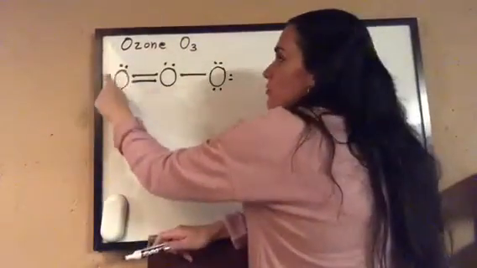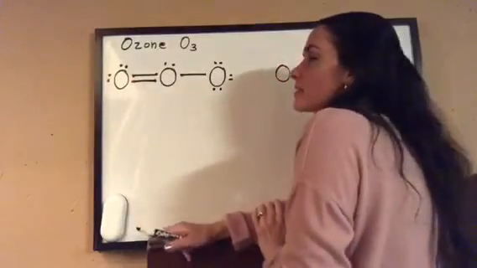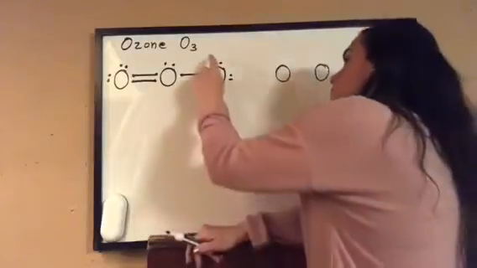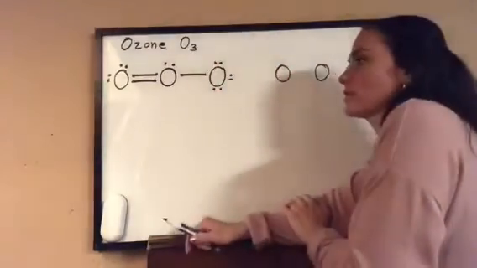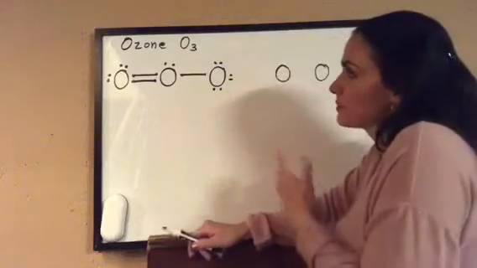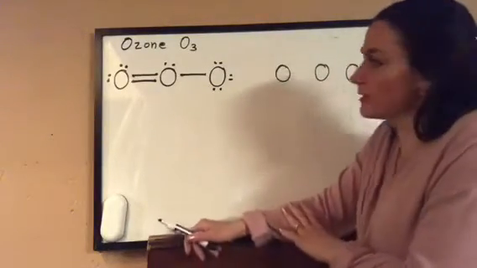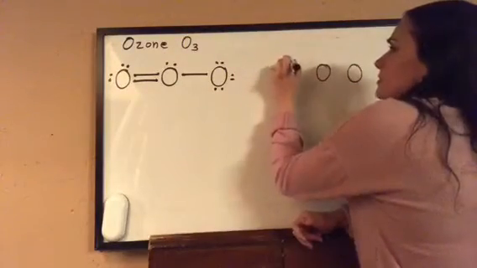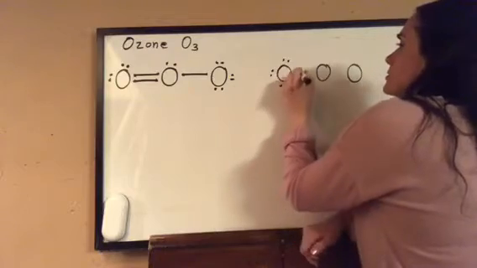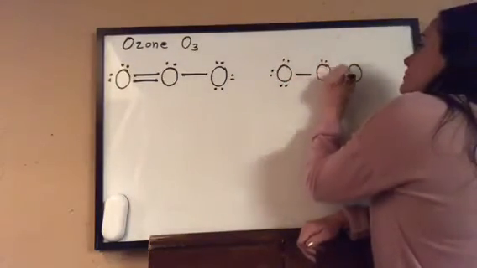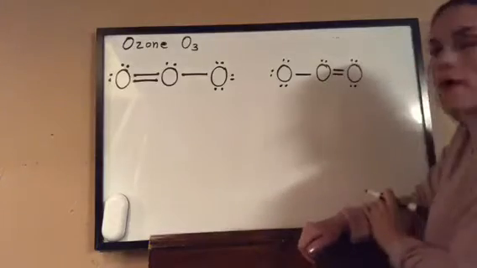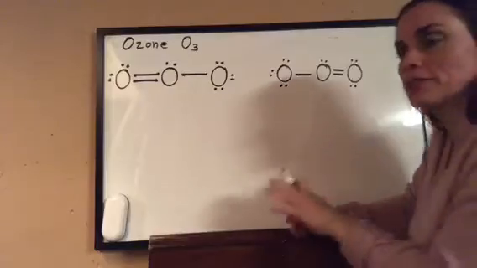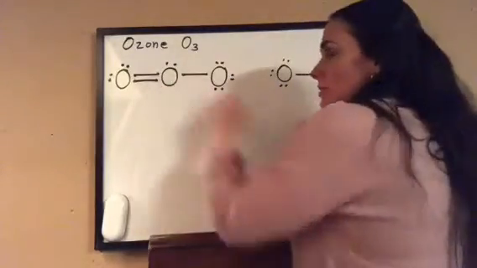So now we have 2, 4, 6, 8 electrons around that oxygen, 2, 4, 6, 8 electrons around the central oxygen, and 2, 4, 6, 8 electrons around that oxygen. So if you're looking at that, you said, well, I had a different idea. I was going to draw it like this. Guess what? You're right.